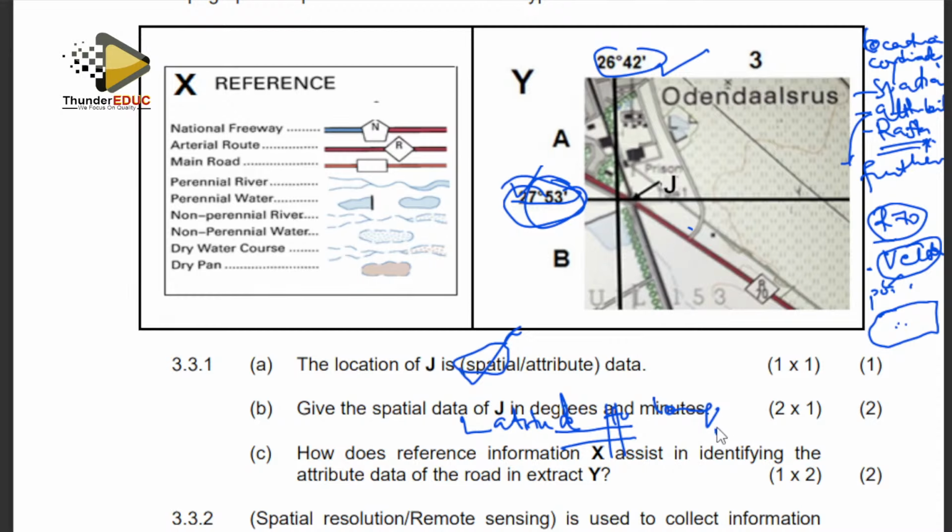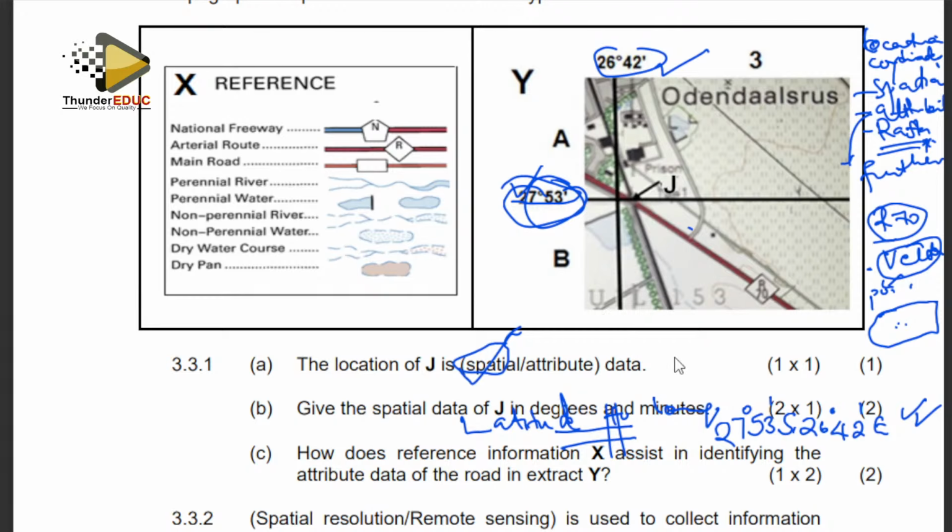So what do we write? We write 27 degrees, okay, 53 minutes, right? And then we go on. But remember, that one is the latitude, which we have to put S there. Then we go on. The next one is what? 26 degrees. How many minutes? 42 minutes. This is E, and those are 2 marks. Okay, so you see how geography is easy. For the love of geography, please make sure you understand these things.